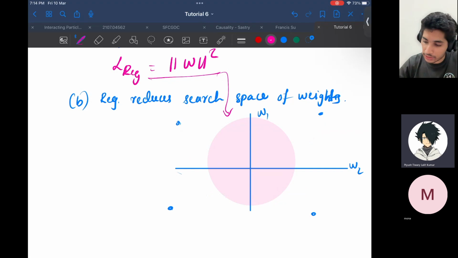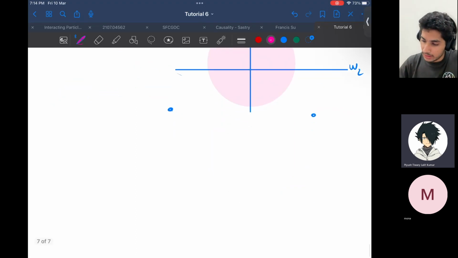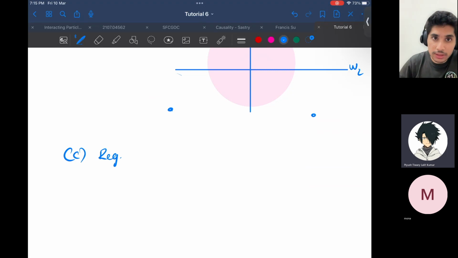Hence, this is a correct option, that regularization reduces the search space of weights. Okay. What is the third option? Third option says that regularization helps to reduce the overfitting in overcomplete autoencoders.